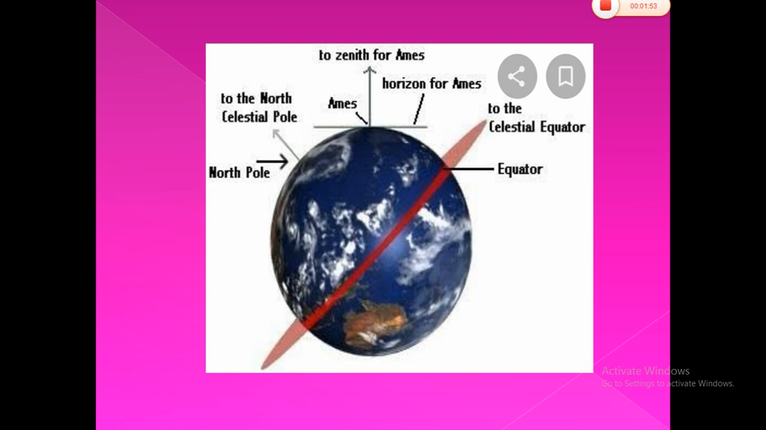Have you ever thought why we have day and night or summer and winter? These are changes brought about by the movements of the earth. The earth has two types of movements, rotation and revolution.